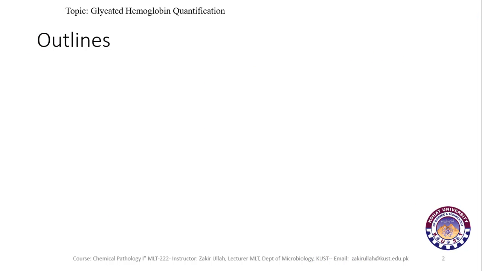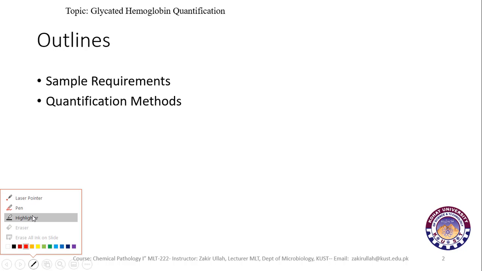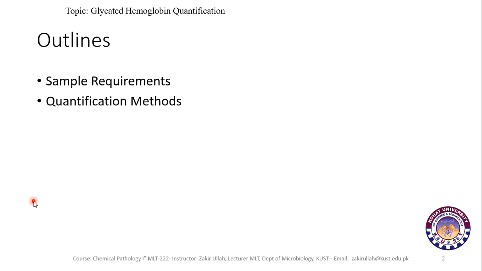The main outlines of today's topic are the sample requirement for the glycated or glycosylated hemoglobin, the quantification methods and their explanation, the different methods which are used to quantify, to measure the quantity of glycated hemoglobin.